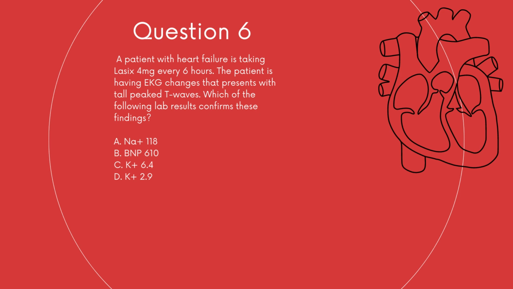effect of giving Lasix. So the options that we have here: A, sodium 118, B, BNP 610, C, potassium 6.4, and D, potassium of 2.9. Give yourself a minute here, go over what you know about these electrolytes and the medication Lasix and come up with your best response.